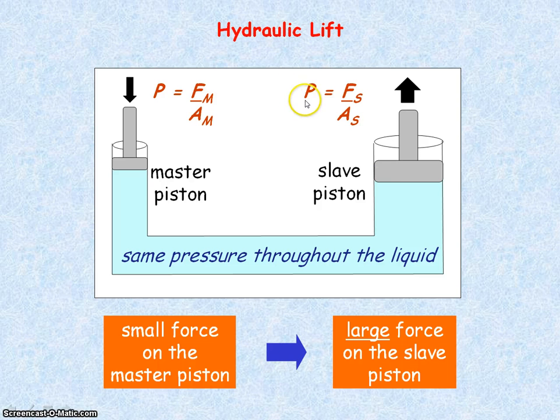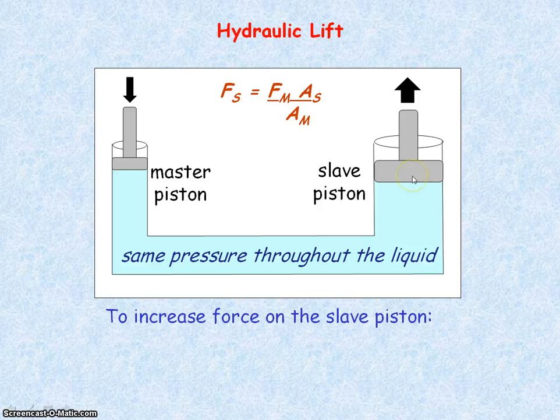And so that pressure will equal the force on the slave piston divided by the area of the slave piston. And as you have the same pressure being exerted at the slave piston over a larger area, then a larger force will be applied on the slave piston.